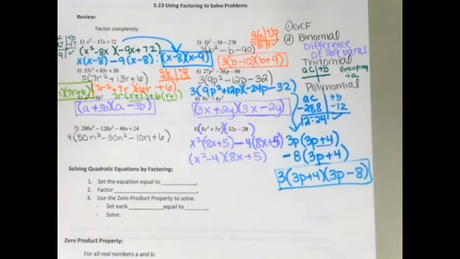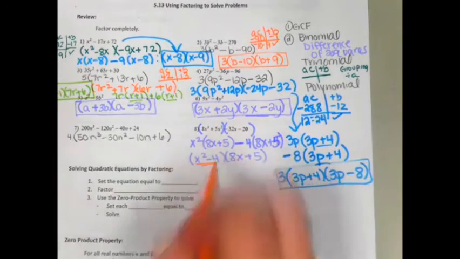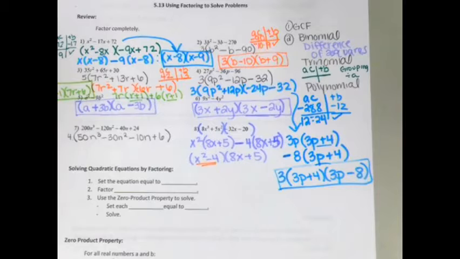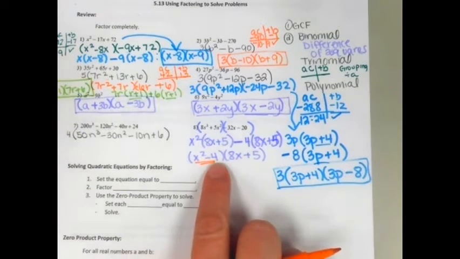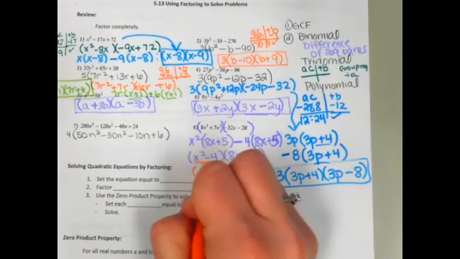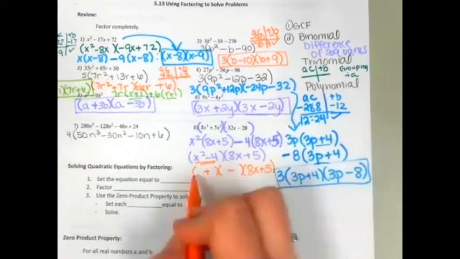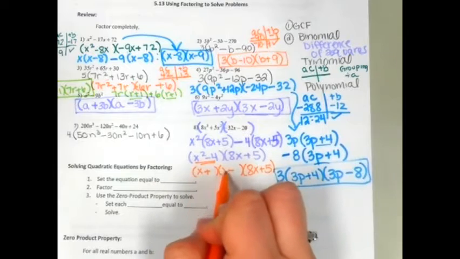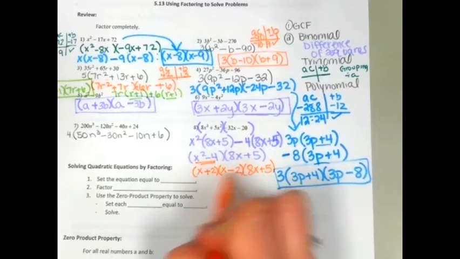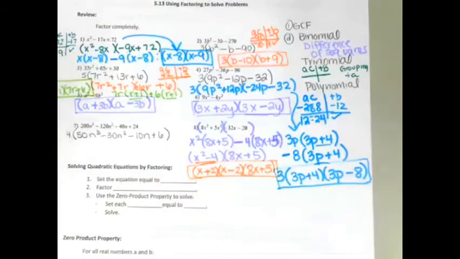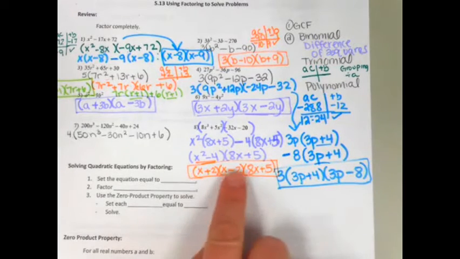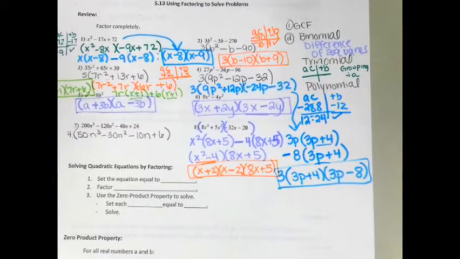All right, now, anything else that we noticed from this? Are we done? Peter? We do have a difference of 2 squares here. We do. x squared is a perfect square. 4 is a perfect square, and we have a negative. So we need to make one plus and one minus, and leaving the 8x plus 5. So square root of x squared is x, and the square root of 4 is 2. And there you go. And again, the order you guys have these in does not matter because multiplication is commutative.